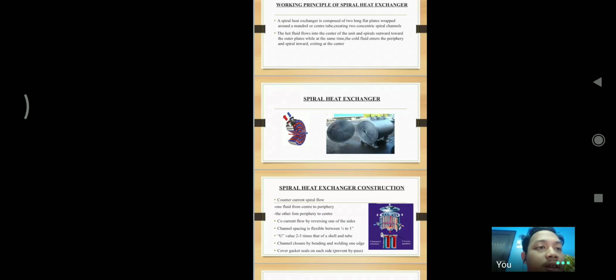This is an example of the spiral heat exchanger. The first picture is the cross section of the spiral heat exchanger, and the second picture is the spiral heat exchanger device.